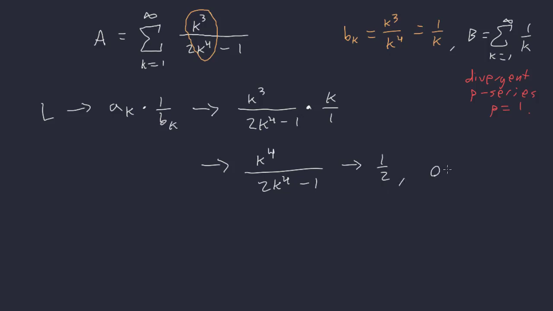In other words, L is trapped between 0 and infinity. So, by the limit comparison test, either both series converge or both series diverge. Since we know B diverges, A must also diverge.